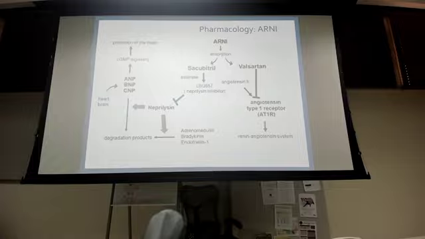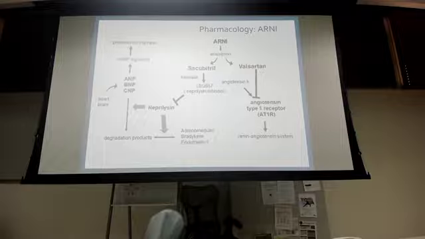So basically, that's why the ARNI is considered first line. It's in your A bucket: ACE, ARBs, ARNI. A lot of folks are recommended now, the smart folks in those organizations, ARNI over an ACE or an ARB, because you don't have to worry about the side effects of the cough with the ACE.